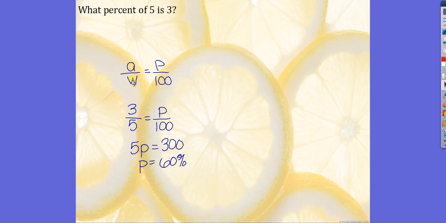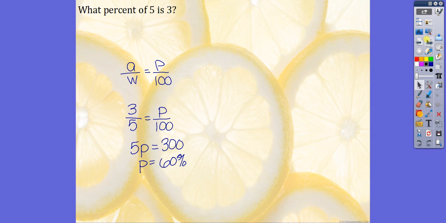We did this one together. What percent of 5 is 3? So we started with our percent proportion and found the word of. 5 represents the whole. 3 then is the part, because if it was the percent, it had the percent symbol after it. So I'm searching for percent. Cross multiply or use the arrows, and you get a percent of 60%.